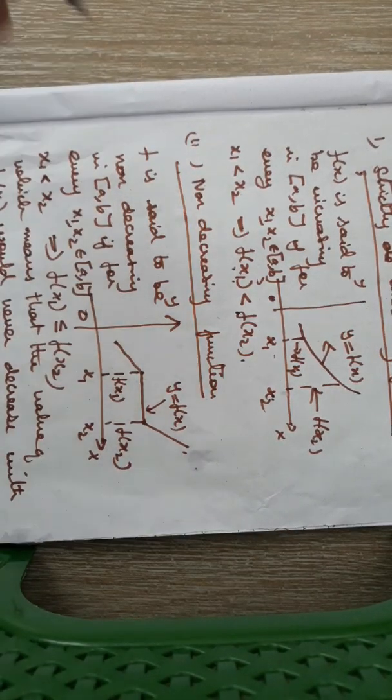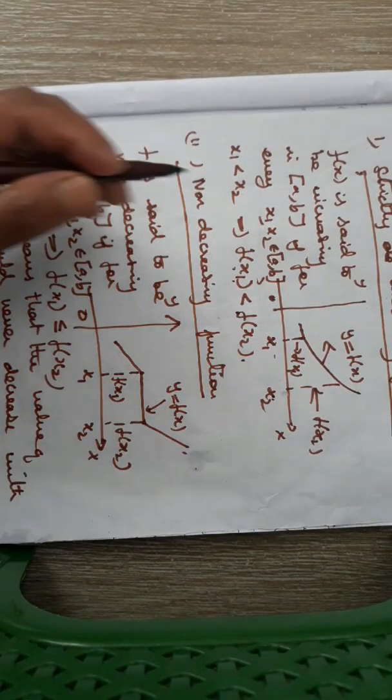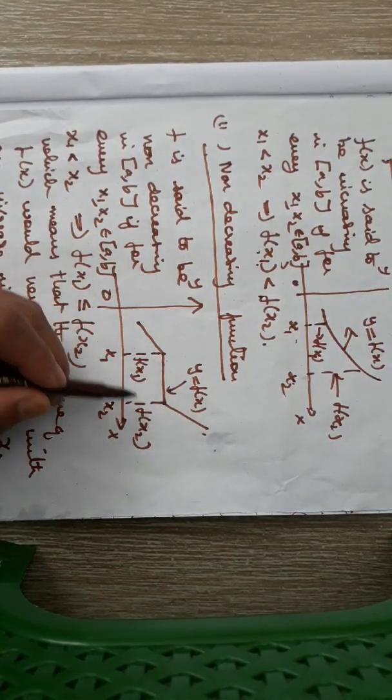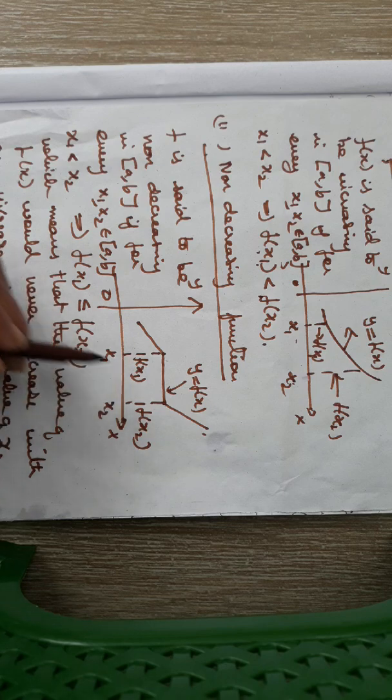Now a non-decreasing function also means an increasing function, which means that there are points in the closed interval AB where f of x1 is equal to f of x2.